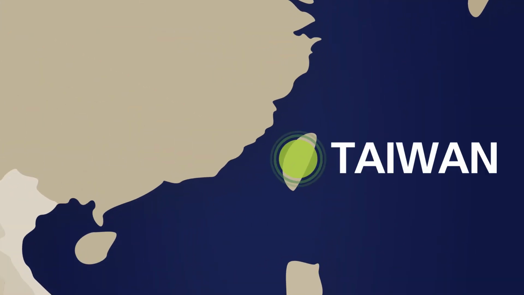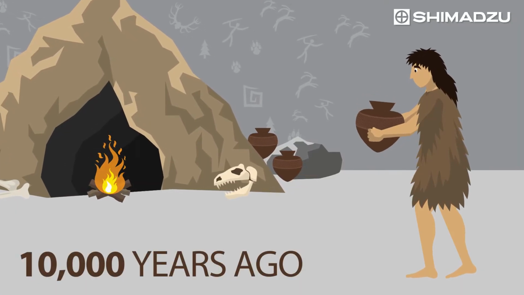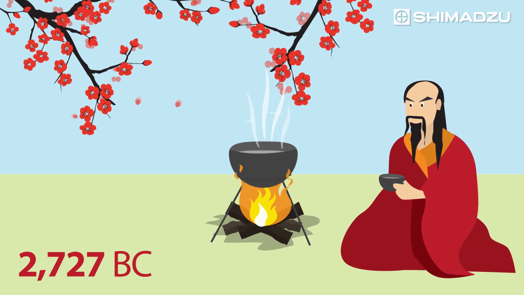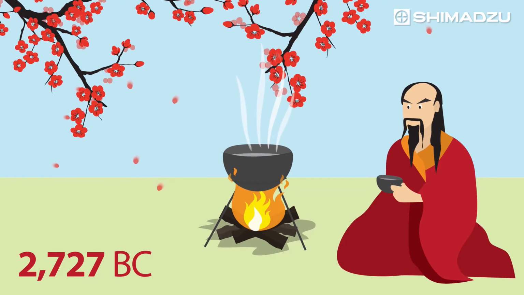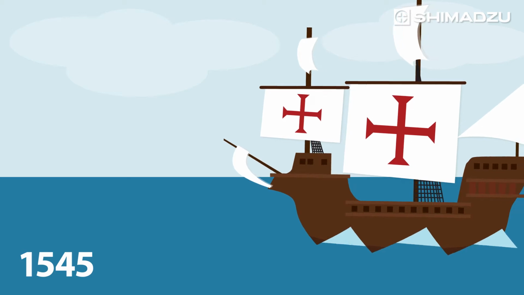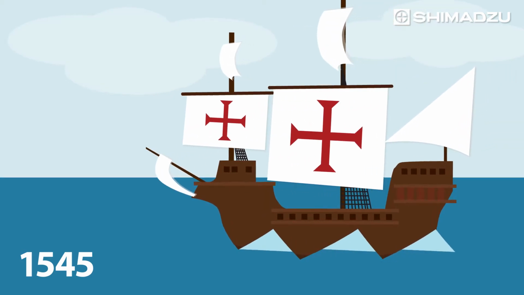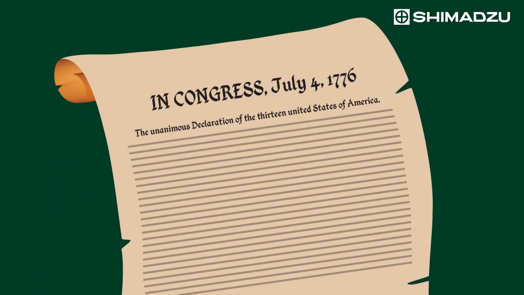Archaeologists in Taiwan unearthed ancient pottery with traces of cannabis more than 10,000 years old. And the first documented use of cannabis as herbal medicine was in the year 2727 BC by Chinese Emperor Shen Nung. It wasn't until 1545 that cannabis, in the form of hemp, finally arrived in the New World with the Spanish conquistadors. For centuries, hemp was used to make rope, clothing, and other everyday items. In fact, the early drafts of the Declaration of Independence were written on hemp paper.